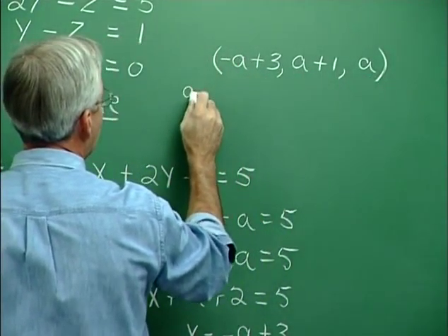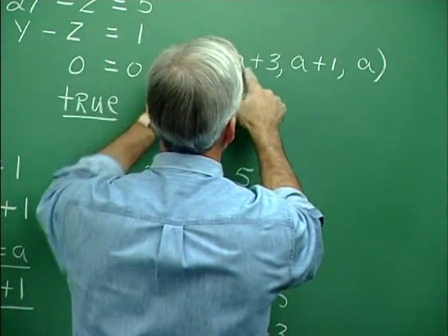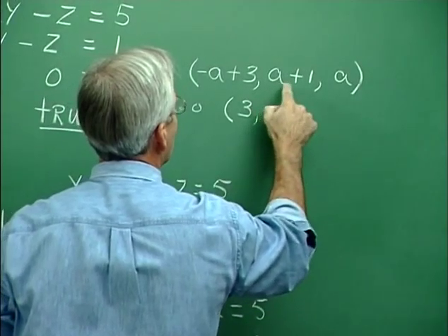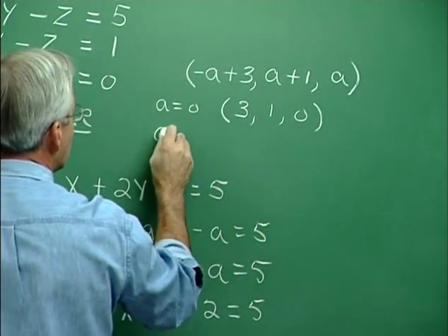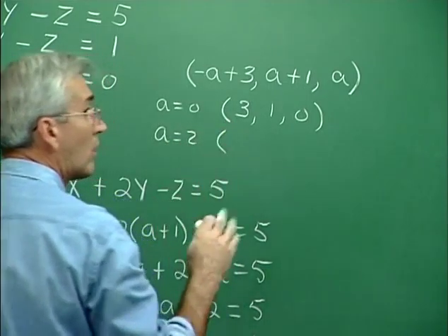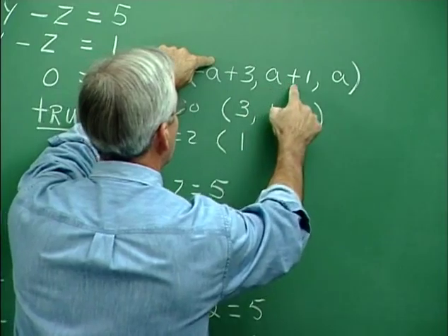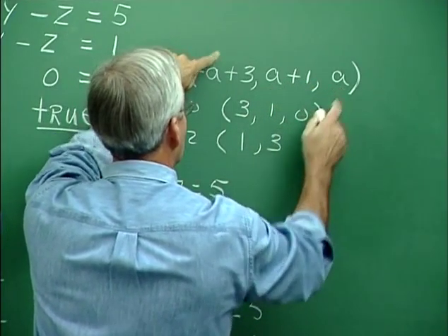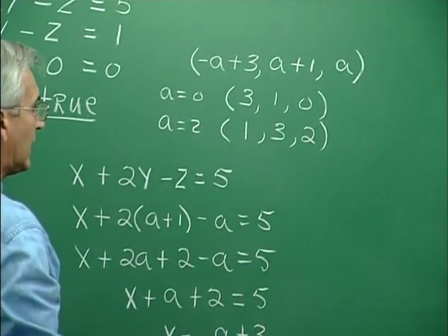Now this allows us to generate values by letting a take on whatever value we select. For example, if a is equal to 0, then the ordered triplet becomes, let's see, 0 plus 3 is 3, 0 plus 1 is 1, 0. If a is, let's say, 2, then the ordered triplet becomes negative 2 plus 3 is 1, 2 plus 1 is 3, and this becomes 2. All right, so we can generate ordered triplets all day long.